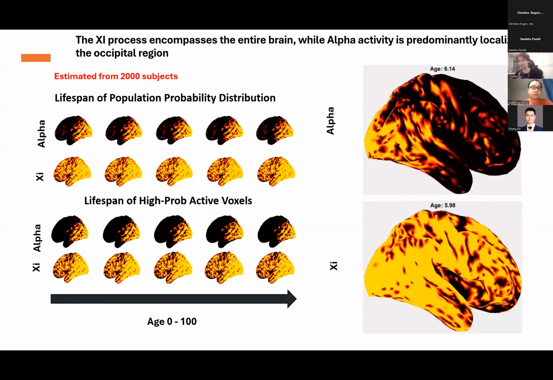And now what we are going to prove in this slide is that the shift process is a process that encompasses the whole brain, while the alpha process is primarily focused in the occipital area of the brain. The first two sets of rows in the picture on the left show the estimated lifespan of the population probability, based on 2,000 subjects, of finding a particular spectral process in one particular voxel in the brain. And what we can see is a trend for the alpha process to be located in the occipital area of the brain, while the shift process is more uniform in the brain.